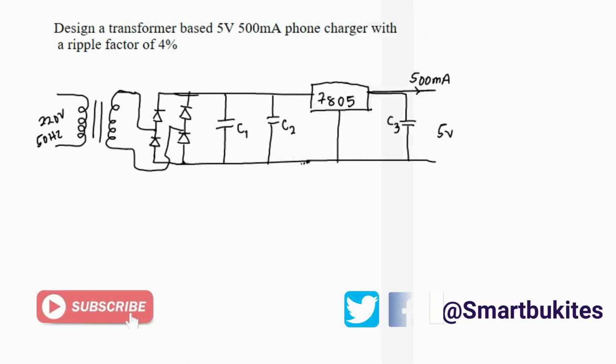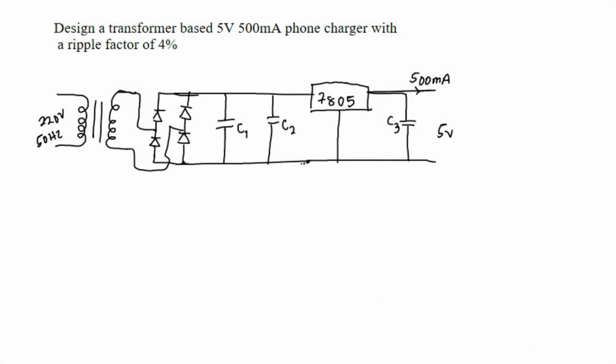Today we are going to design a transformer-based 5V 500 mA phone charger with a ripple factor of 4%. The circuit is already drawn as you can see. We have a transformer at the transformation side. We have a bridge rectifier with 4 diodes. We have a filter capacitor and an IC regulator 7805. So at the output, we have a voltage of 5 volts and 500 milliampere current.